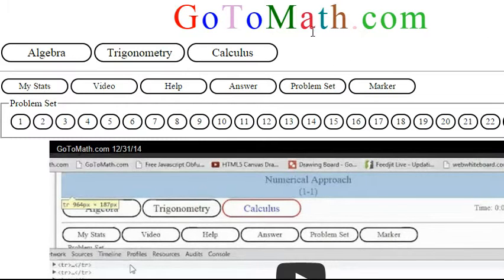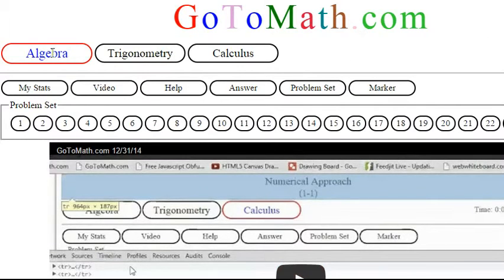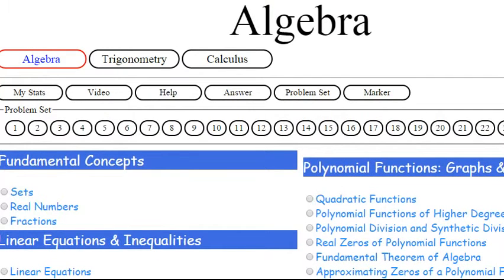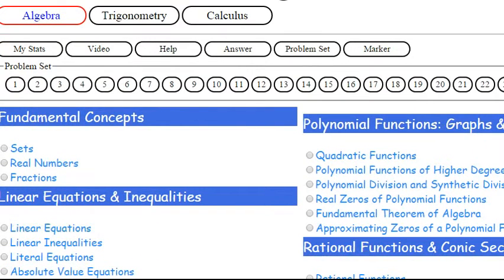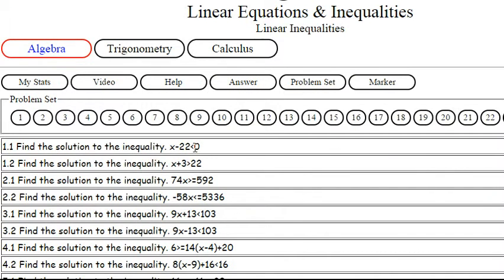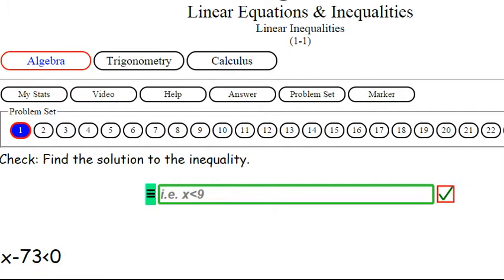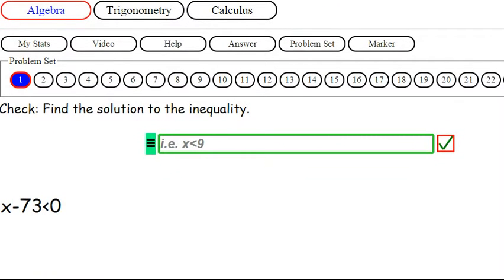Alright, we're here at gotomath.com. Let's go down to Algebra, and it looks like we need to scroll down a little bit, because we are now down here at, no, we're not quite there, linear inequalities. So let's take a look at this one right here. Alright, bring up the marker board.